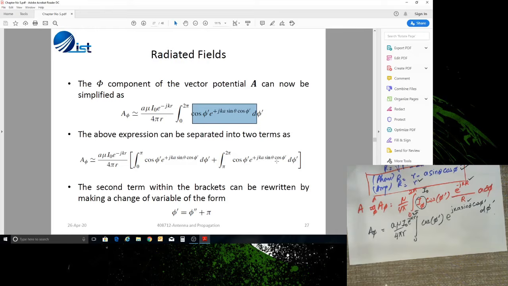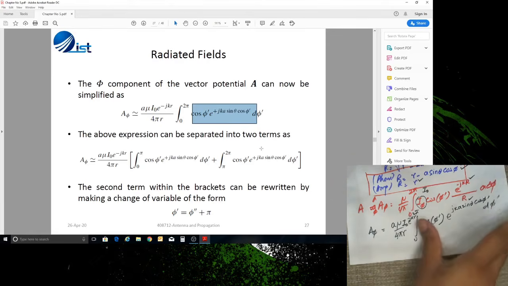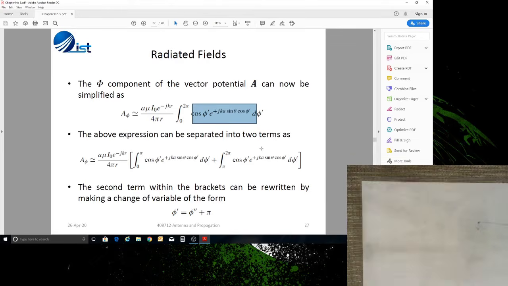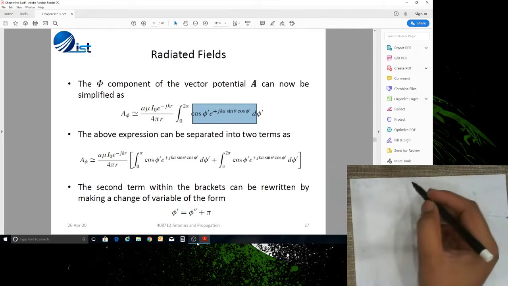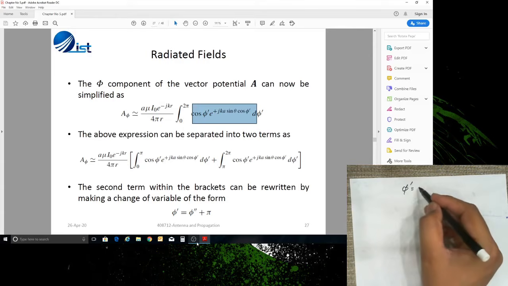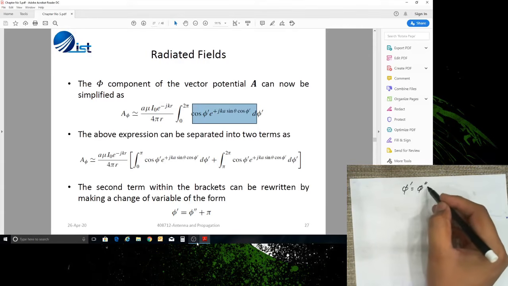So in this case, the second term within the brackets can be rewritten by making a change of variable of this form. So now in this case we will introduce a form inside it, and what we are going to do is consider phi prime as another angle, phi double prime plus pi.